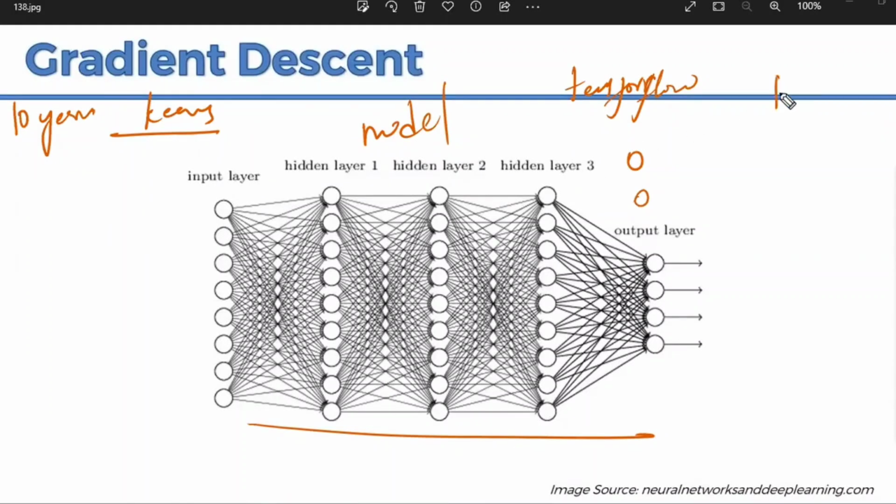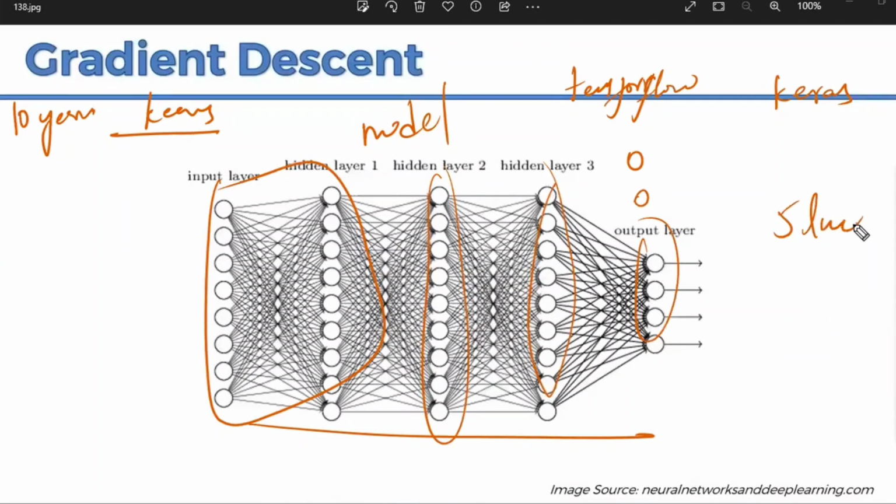But using Keras, we are going to create it with just 5 lines of code. In 5 lines, this neural network will be designed. In 1 line, these 2 will be completed. 1 line, this one will be completed. 1 line, this one will be completed. In 1 line, this one will be completed. The 5th line is with respect to the compiler. That is the 5th line.